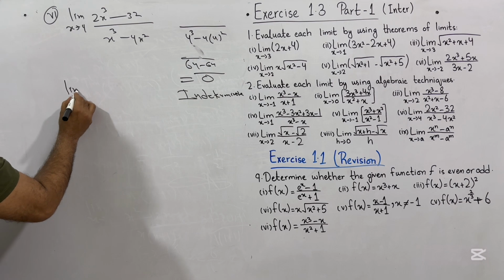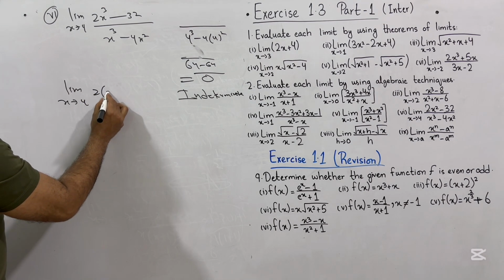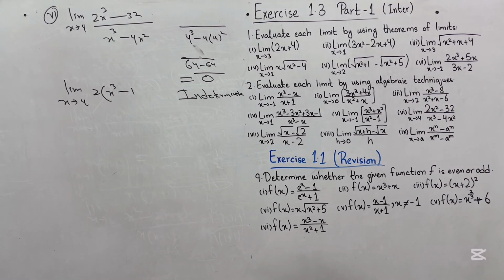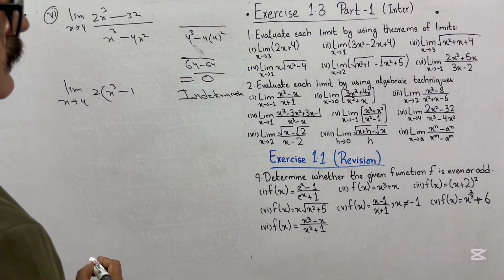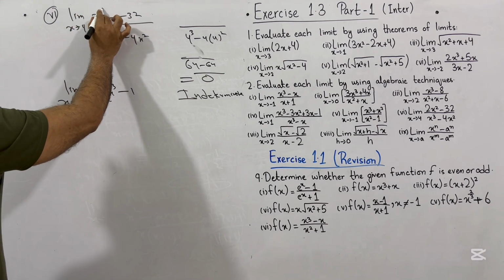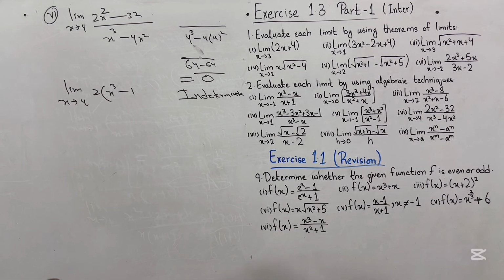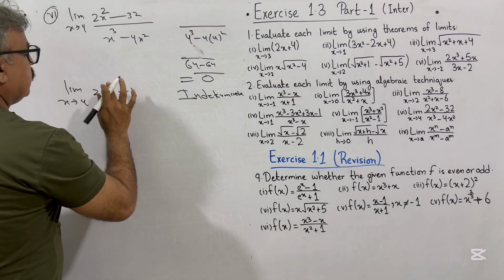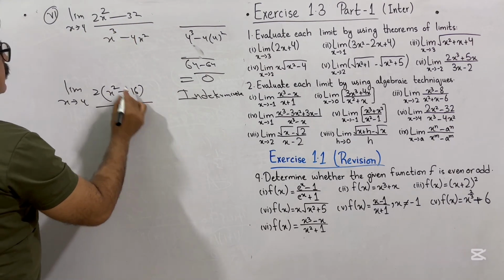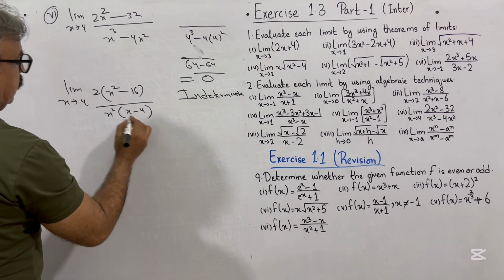Taking 2 common from the numerator, I have 2 common, x cube minus 16. What is the data here? Let me check. 2x cube minus 32, over x cube minus 4x square. Bingo. Now we are in a position to factorize. There is x square. 2 common, x square minus 16. x square is common in the denominator. We have x minus 4.